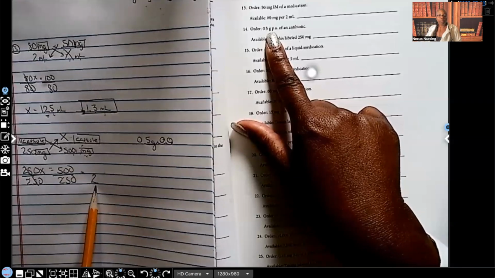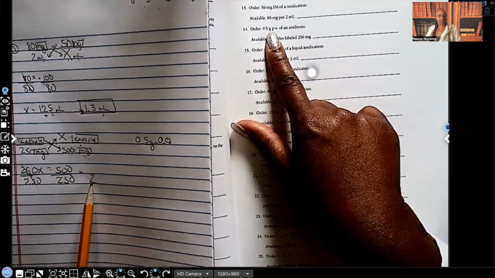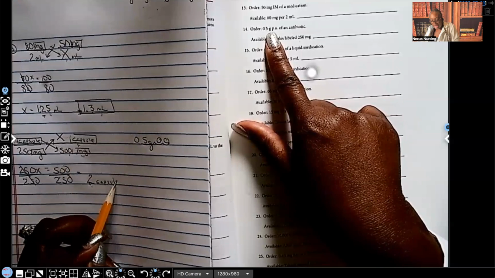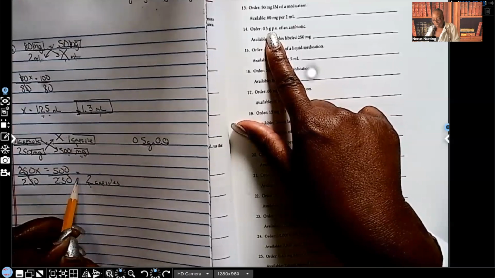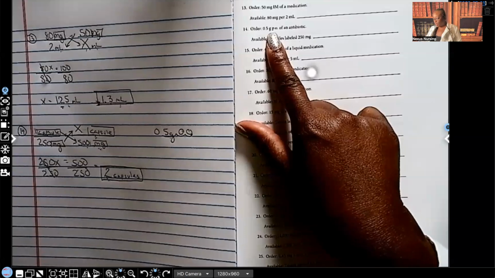Am I done? Can I just leave this as a 2? Absolutely not. You have to always have your unit of measurement. Well, Professor D, I forgot what my unit of measurement was supposed to be. Go back to X. Your X is up here. X what? Capsules. So what are we going to do? Put capsules here. So our answer is 2. We're going to give 2 capsules. That is the correct answer. You see what I just did there? Okay, guys, let's move on to the next question. Let's do number 3.